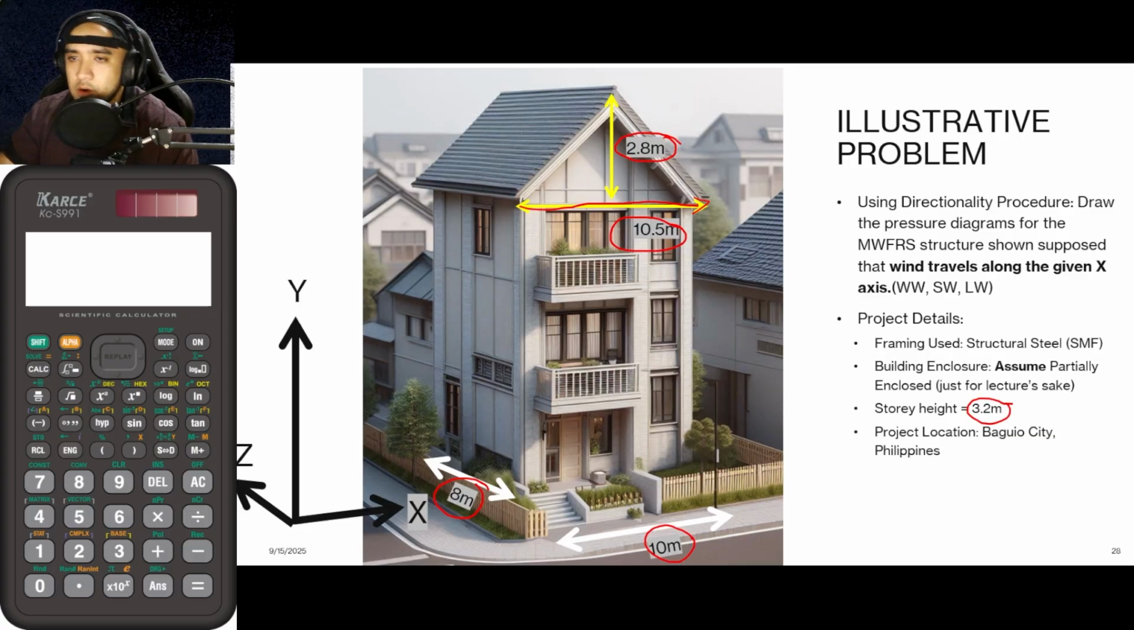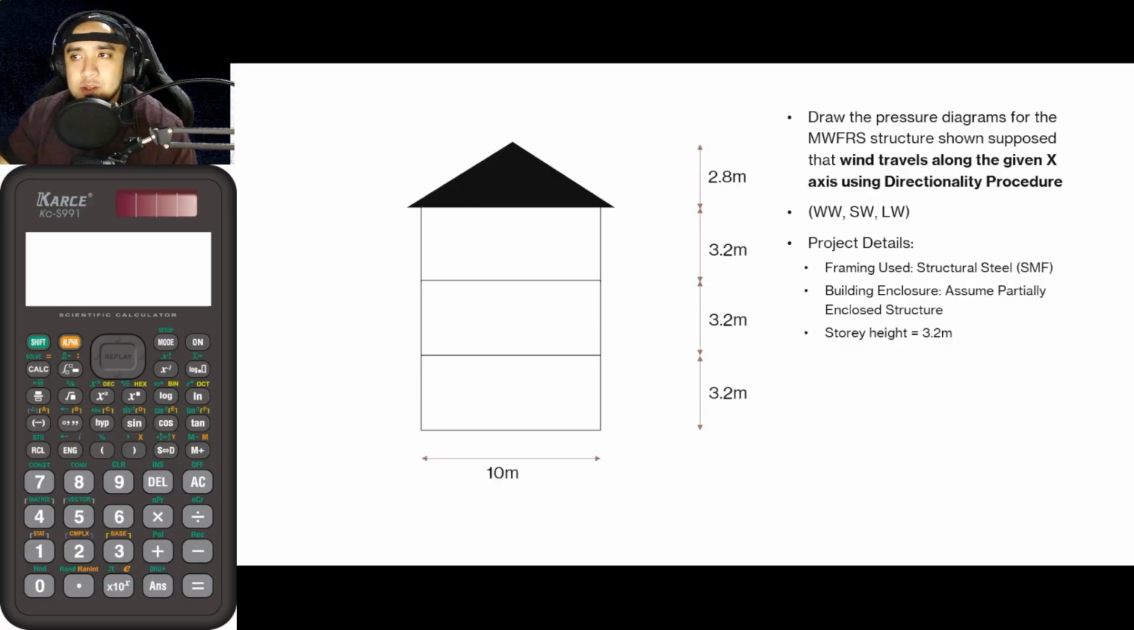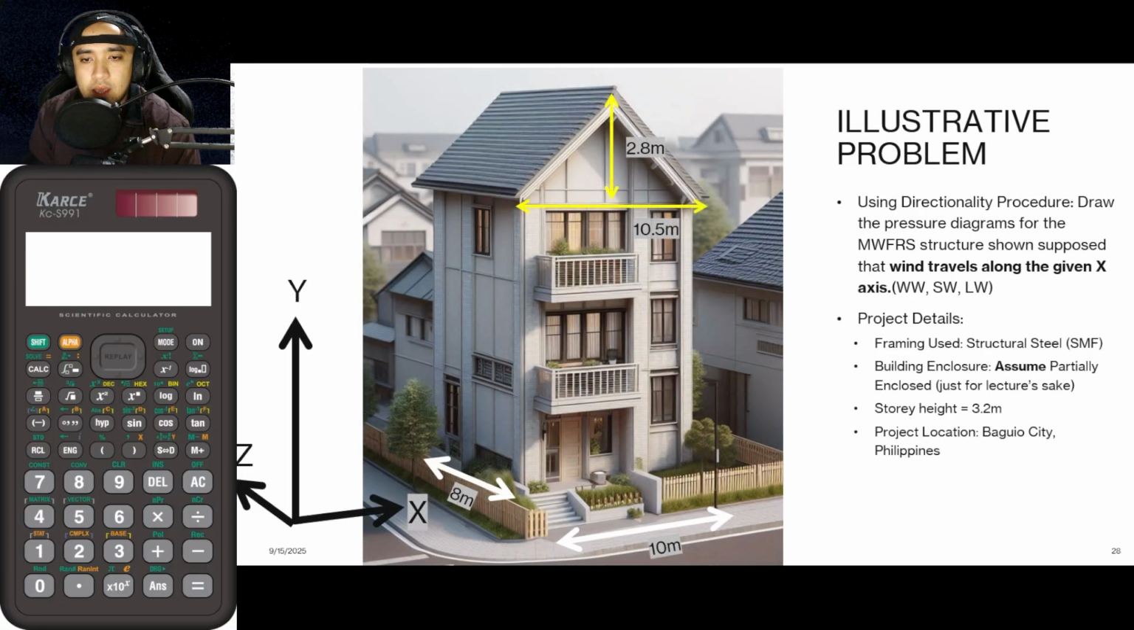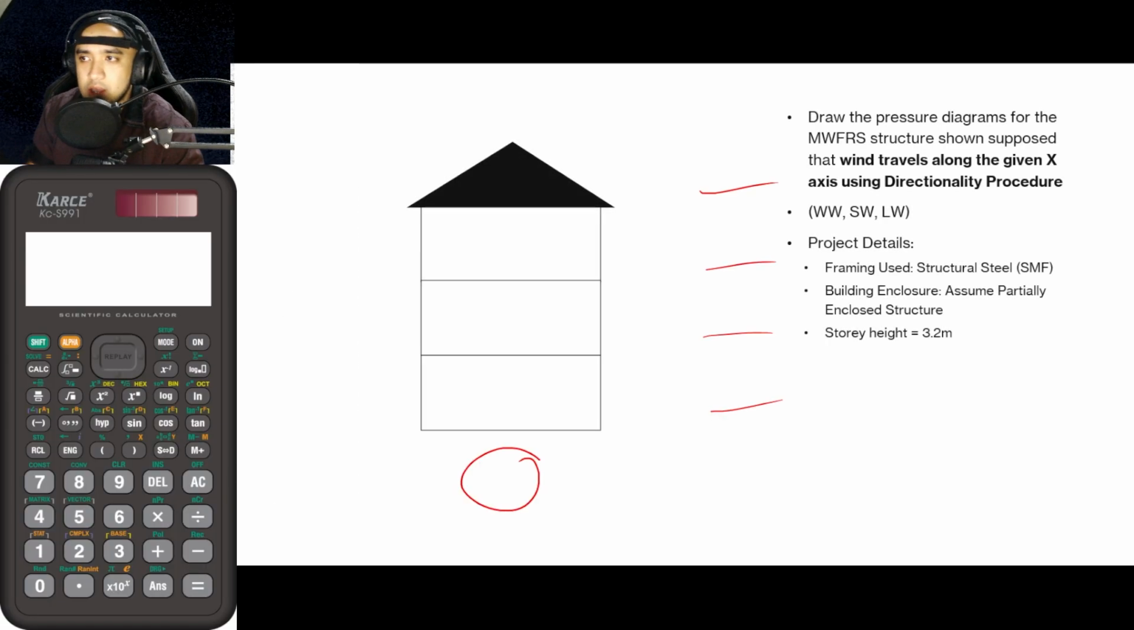So in order for us not to get overwhelmed by this model, let us simplify it using these stick figures. Okay, so with that guys, for the dimensions of the building indicated in the previous slide, it is as follows. So we have 2.8, 3.2, 3.2, 3.2 with the length of 10 meters. So again, this is the 10 meter that I am talking about. Okay, so basically we are looking at the building in front view.